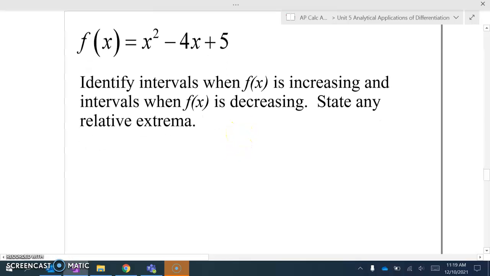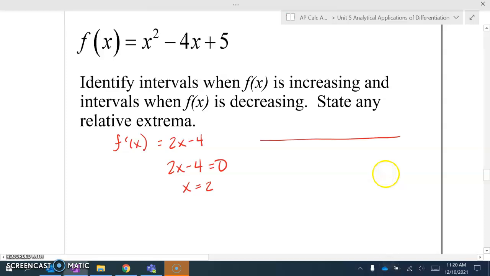So let's go through this example. This is a very, very basic example. It says identify the intervals where it's increasing, decreasing, and state any relative extrema. So if we find our derivative, let's go for those critical points. We get 2x minus 4. That's not undefined anywhere, so let's just set that equal to 0, and hopefully we're all okay with x equals 2.